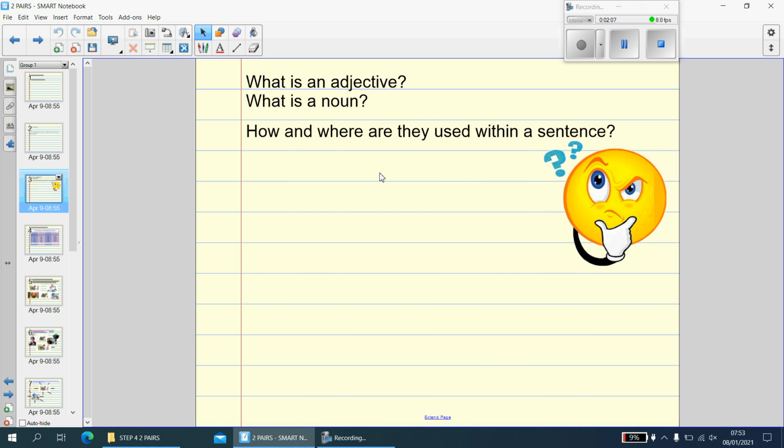Before we write a two-pair sentence, we need to remind ourselves what is an adjective. So pause me whilst you think of your answer. What is an adjective? Hopefully you said that an adjective is a word that describes a noun. But then that leads on to my next question. We have to remember what a noun is. So what is a noun? Pause me whilst you think of your answer.